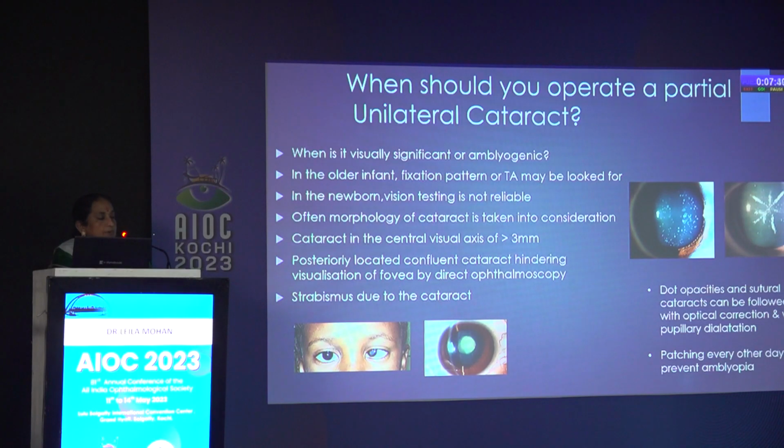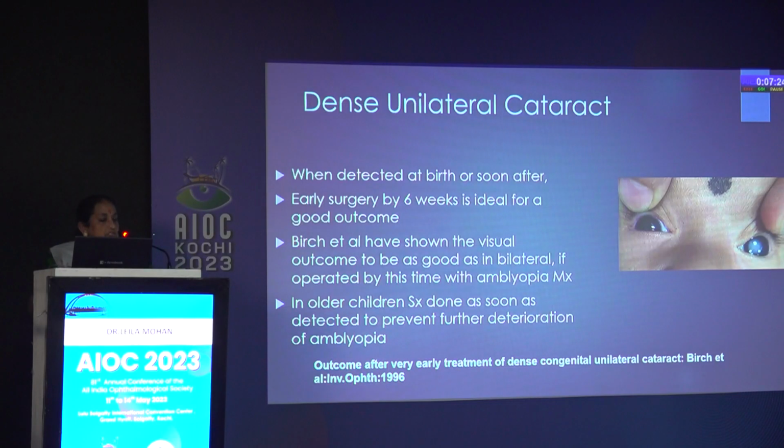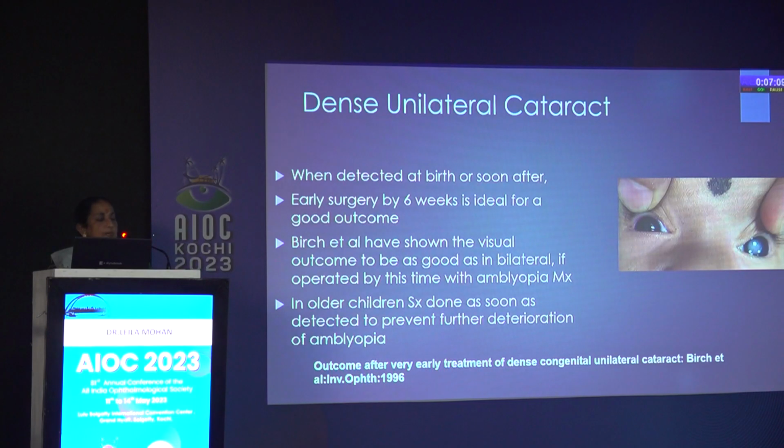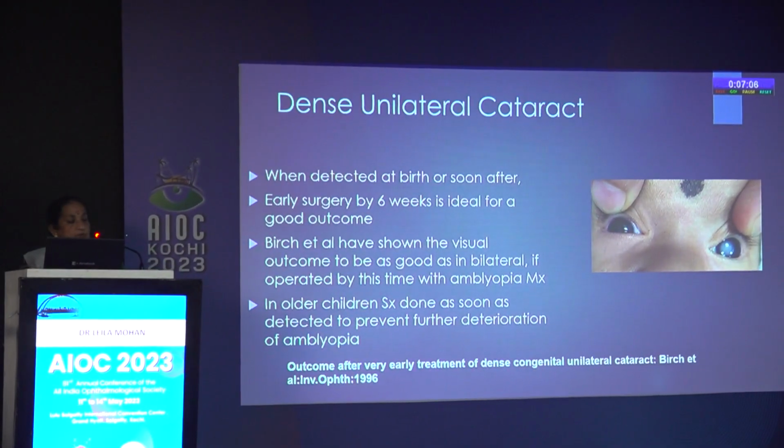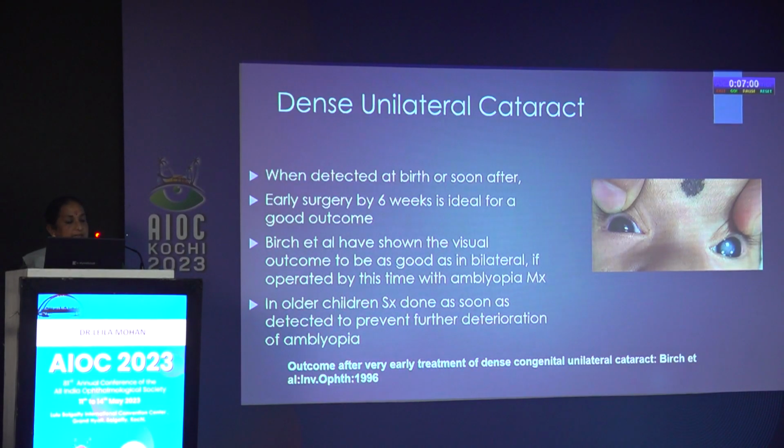A centrally located cataract of more than 3 millimeter size, a posteriorly located confluent cataract which obstructs vision of the macula, and strabismus due to the cataract are all indications for surgery in a partial cataract. Of course, a dense unilateral cataract, as already said, has to be operated immediately, at least by 6 weeks. 4 to 6 weeks is the ideal time for a good visual outcome. If you put it off, then visual rehabilitation becomes more difficult because of the amblyopia. Work has shown that the visual outcome can be as good as in a bilateral cataract if operated by this time and amblyopia treatment is instituted.